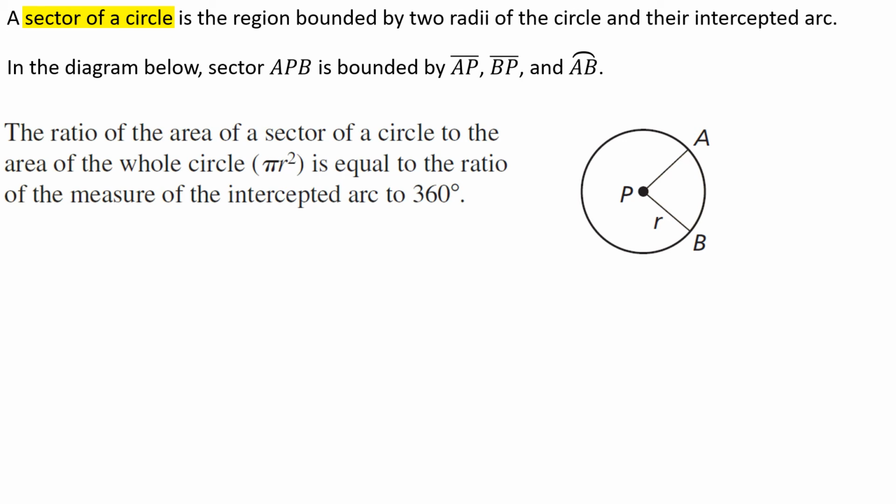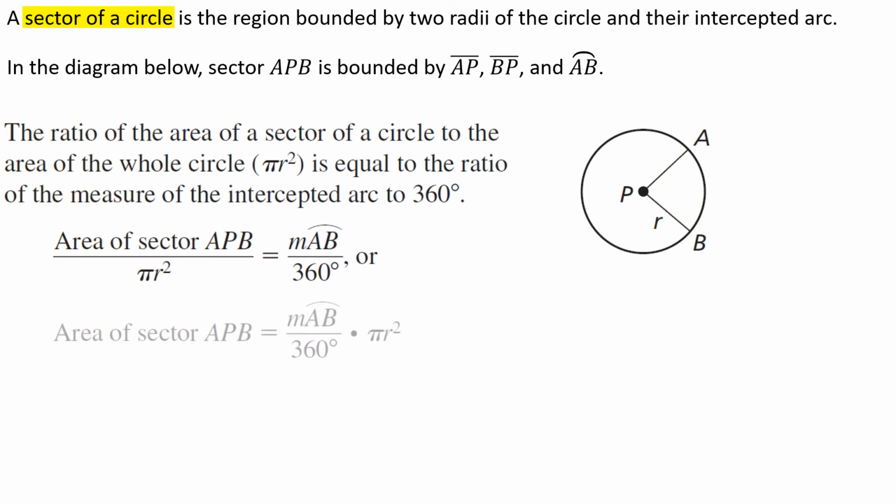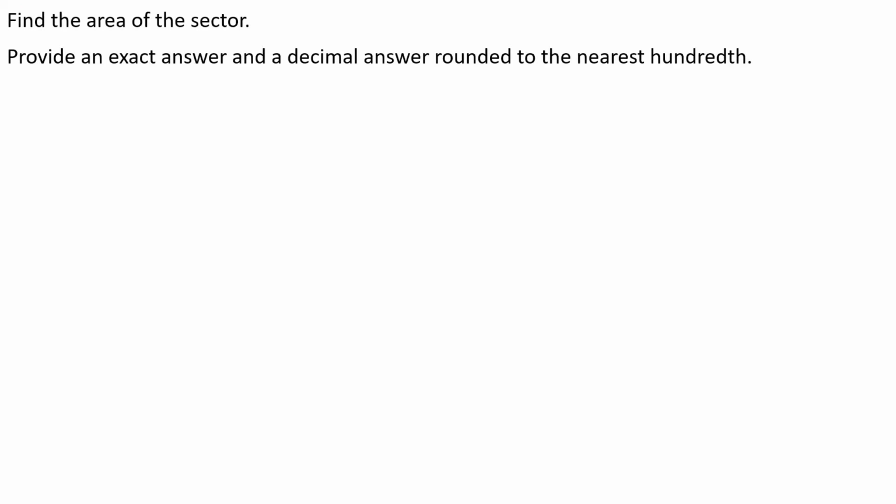So we're going to set up a proportion again, because I know the ratio of the area of the sector to the area of the whole circle has to be equal to the ratio of the measure of the arc to 360 degrees. Very, very similar to what we did before. We're going to set up a proportion and we're going to solve it. Okay, so again, let's try to find an exact answer and then also provide the decimal approximation.